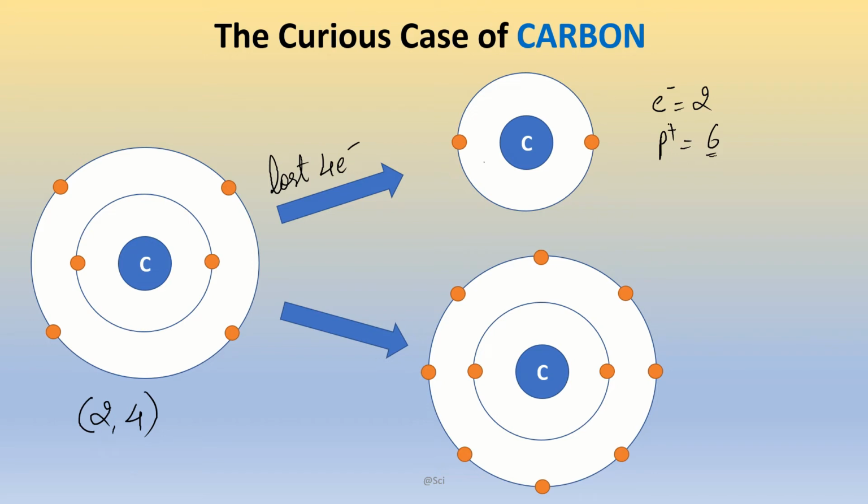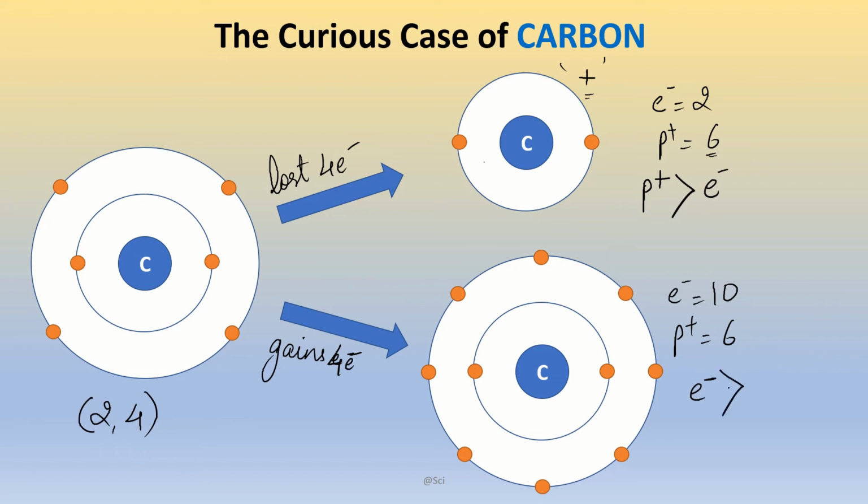It means that now in this sort of carbon, the number of protons will be more than the number of electrons. So carbon will attain a positive charge. What will happen if carbon gains electrons? If it gains 4 electrons, then the octet is complete. So it means there will be 10 electrons and the protons are going to be 6. Again, here there is going to be an imbalance where the number of electrons is more than the number of protons, so carbon will gain a negative charge here.